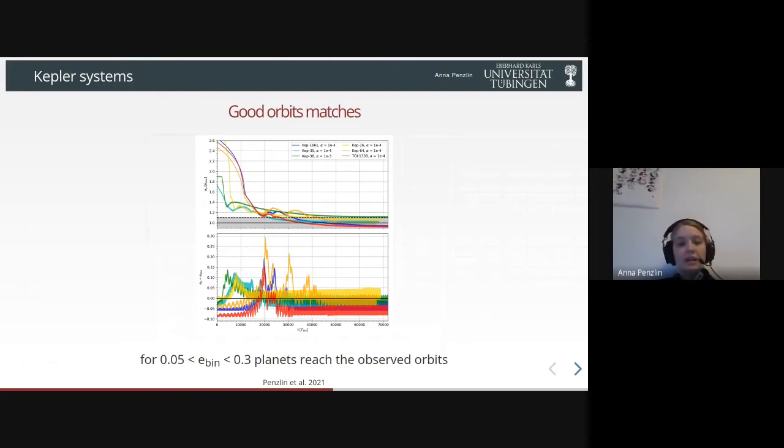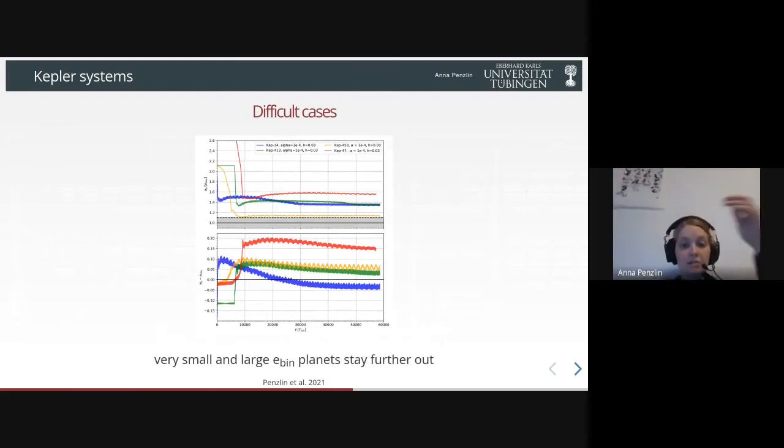And for those systems where this doesn't work, this is what it looks like. Again, initially you have very fast migration towards the inner edge, and then it just cuts off. The planet gets embedded in the disk and just stays there stably. This one yellow system is almost at the location where it is observed, just not quite within the threshold that we set for ourselves in the study that we did back then. So it was also not counted as a success.